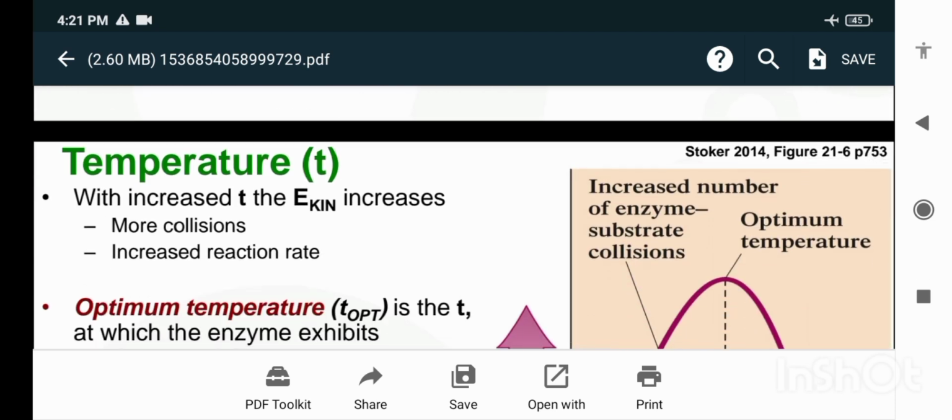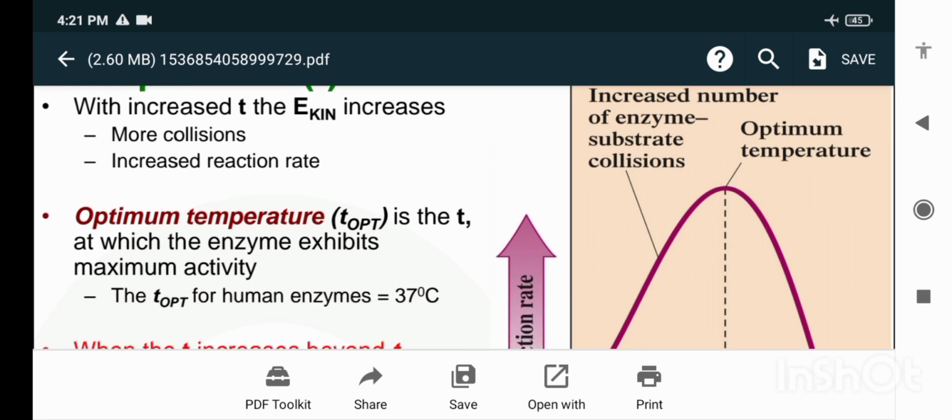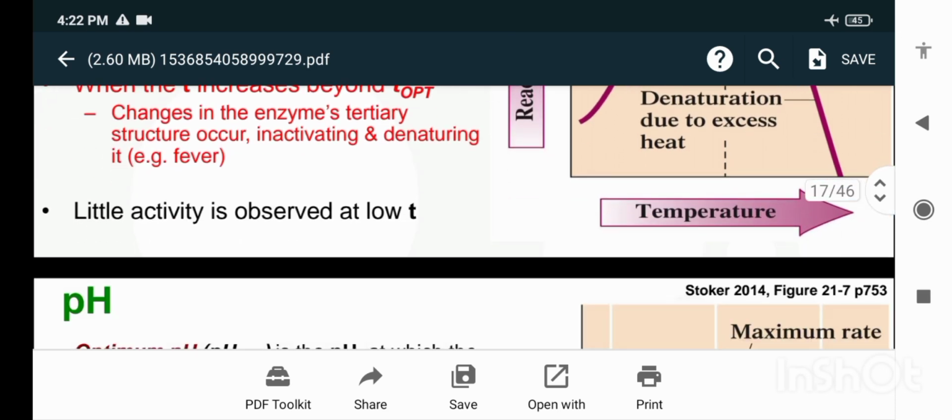First is temperature. With increased temperature, kinetic energy increases, causing more collisions and increasing the reaction rate. Optimum temperature is the temperature at which the enzyme exhibits maximum activity. The optimum temperature for human enzymes is 37 degrees Celsius. When the temperature increases beyond the optimum, changes in the enzyme's tertiary structure occur, inactivating and denaturing it. Example: fever. Little activity is observed at low temperature.